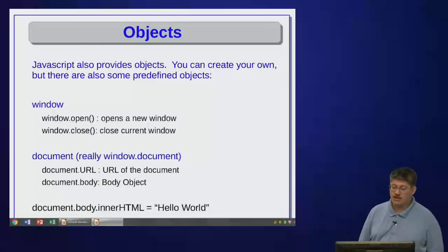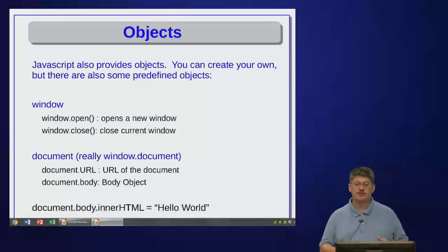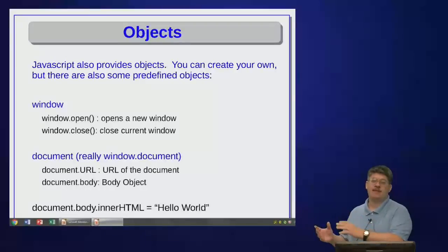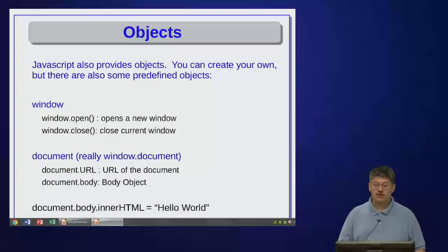JavaScript also provides objects. You can create your own, but there's also some predefined ones. In particular, there's an object called window. And we're not going to do a lot with window, but it provides 2 important functions. If you call window.open, it'll open a new window or a new tab. And we can actually then control that window from our script. You can also close the window by calling window.close. By default, if you just say window, it'll control the current window.